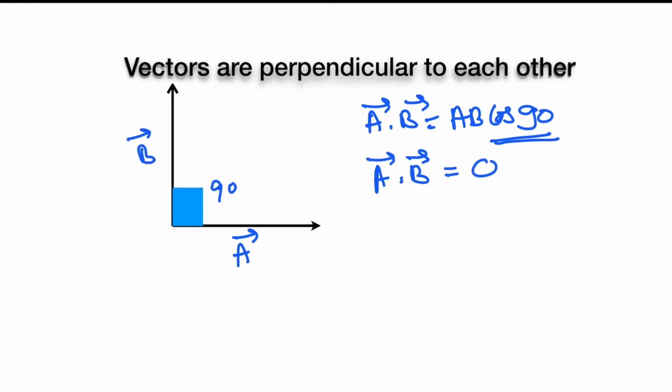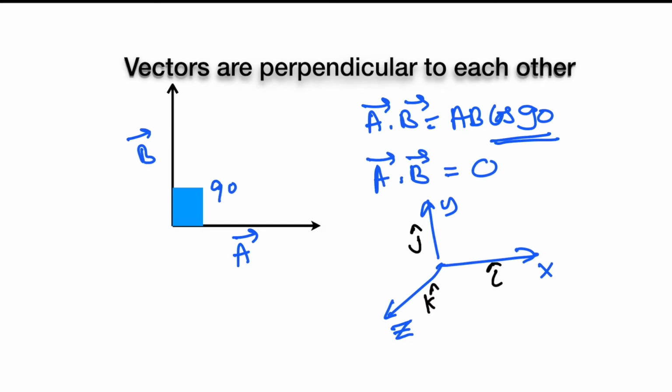Now let's consider three mutually perpendicular directions in Cartesian coordinates, which are the x-axis, y-axis and z-axis. Here the unit vectors in the direction of x is i cap, in the direction of y is j cap, and in the direction of z is k cap. Here the magnitude of all of these unit vectors is 1.